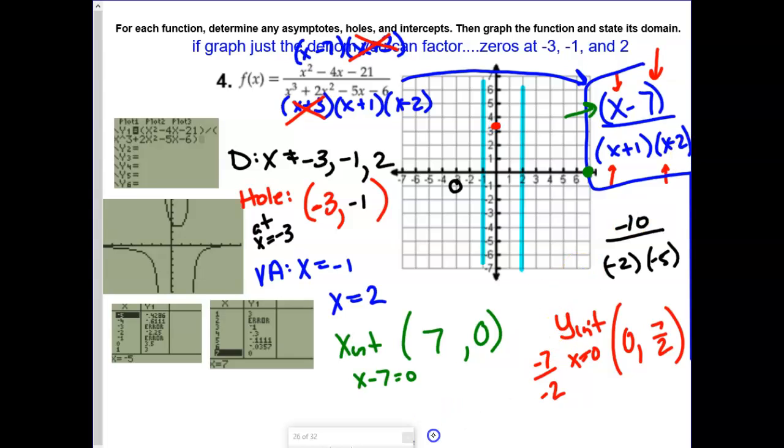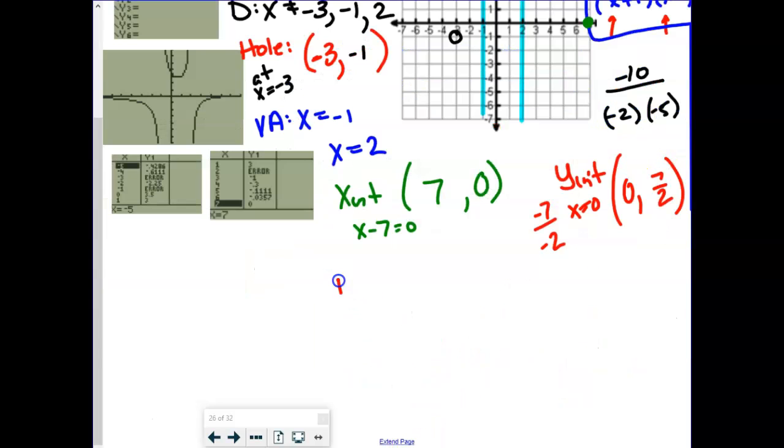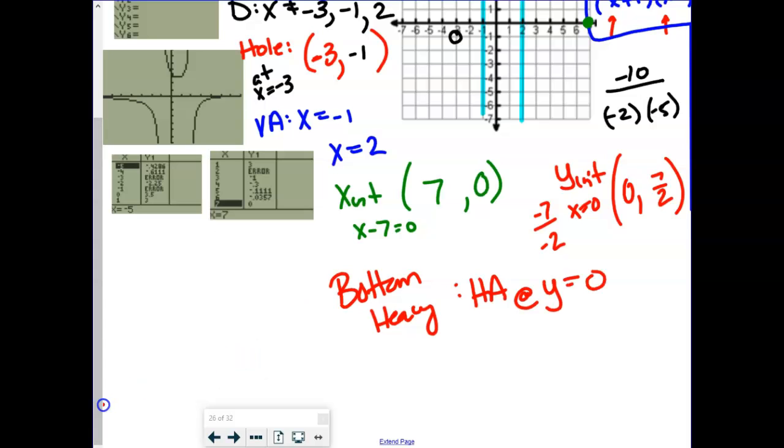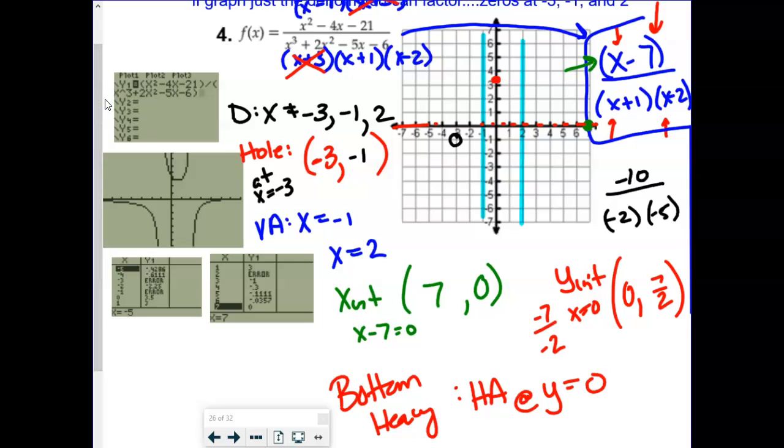And then one more thing, I want to know about the horizontal asymptote. I would look at just the reduced version. It doesn't really matter though, but I would look at the reduced version just for process. You have an x to the first over x squared. So we have a bottom heavy, which means you have a horizontal asymptote at y equals 0. So I would bust out my highlighter one more time, and I draw a little fence, if you will, at y equals 0.